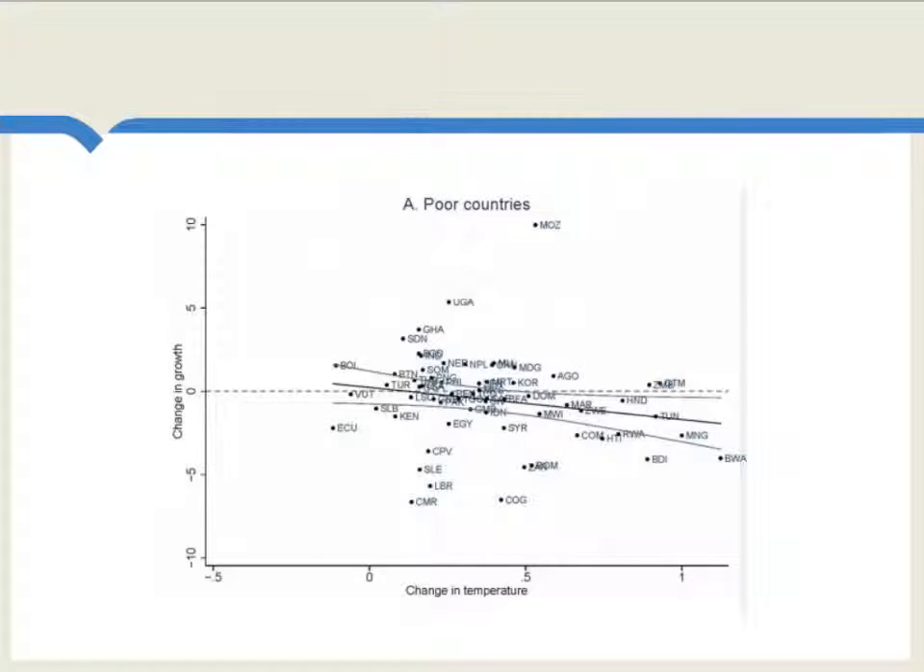For poorer countries, again, the horizontal axis is change in temperature, the vertical axis is change in growth, and what we see is that higher temperatures are correlated with lower growth rates. You can see the negative slope of the line here. If you're wondering, by the way, the temperature effects on growth are about 10 times stronger than any possible rainfall effects on growth once we adjust for temperature.